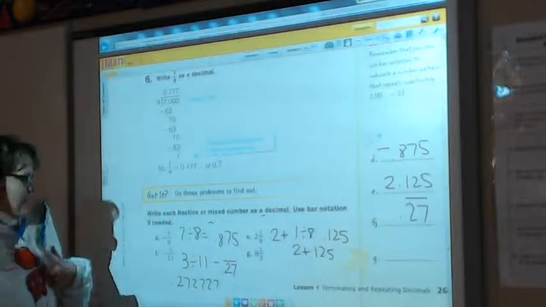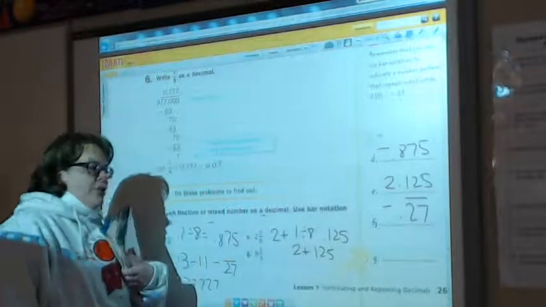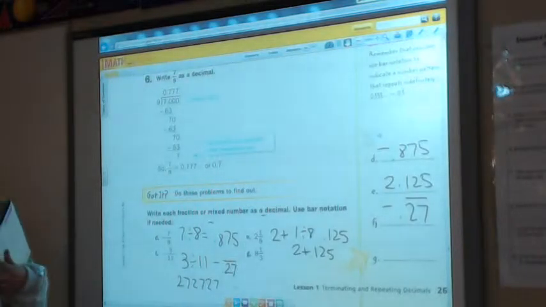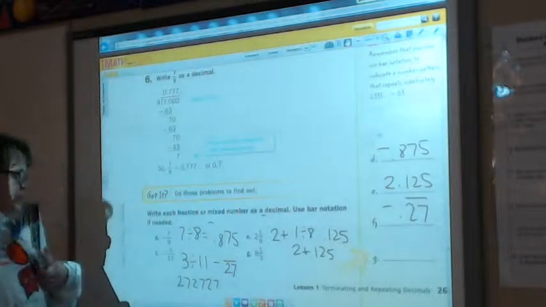So your answer is -0.27 with a line over it. If you don't use that bar notation, you're going to lose points. And if you don't have that negative sign, you're going to lose points.